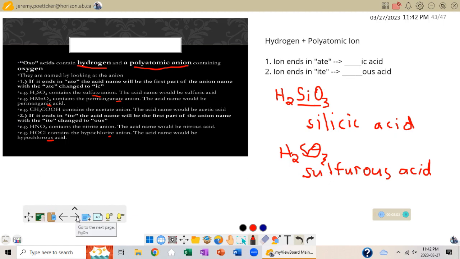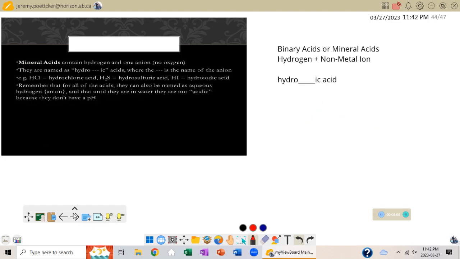All right. And that takes us to our other kind of acid. Mineral acids is an old name for them, also known as binary acids. This is just going to be a hydrogen plus a nonmetal ion. And these things are all named as hydro-whatever-ic acid. So some examples here. The whatever is the name of the anion.